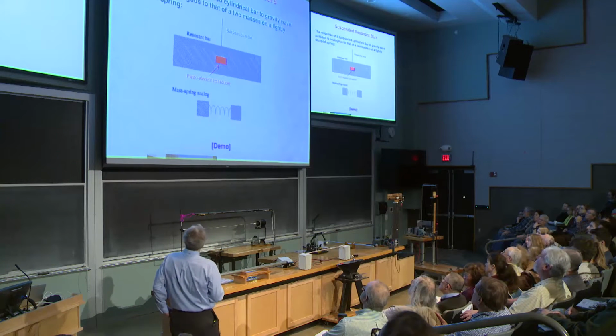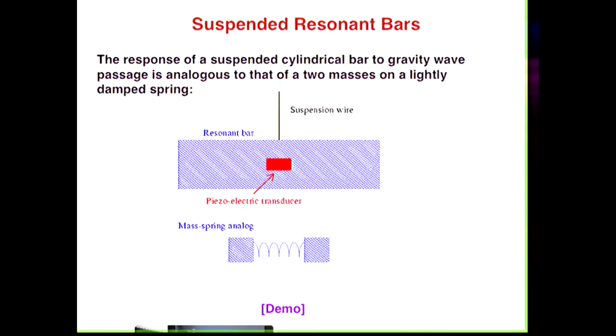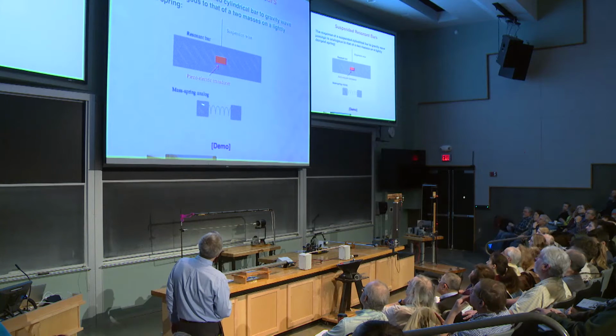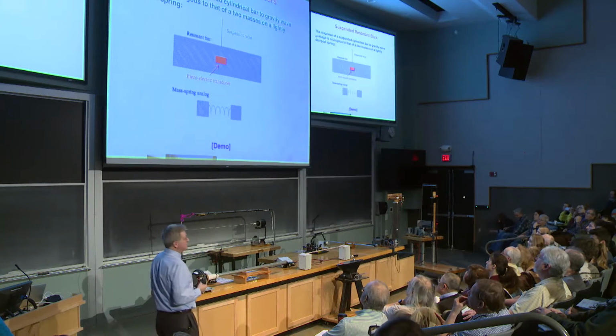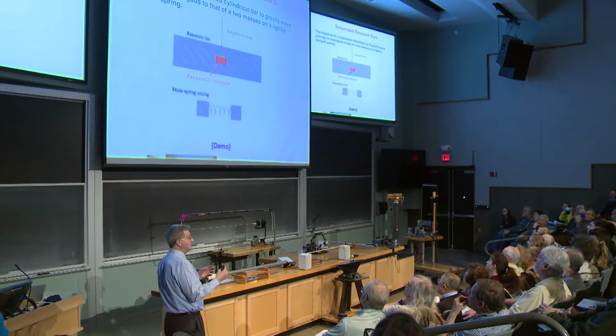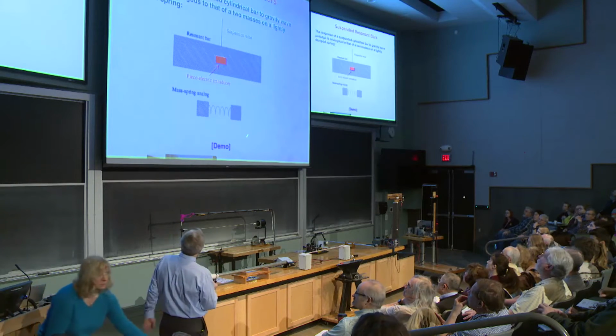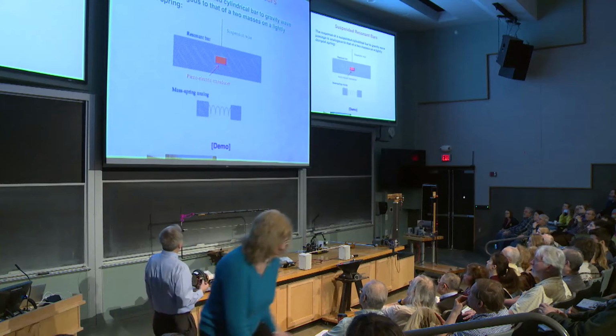So here's the basic idea. Imagine you have some big aluminum bar that is suspended by a wire, so it's somewhat isolated from the ground. I'll talk more in a moment about why that's helpful in general. And imagine that you have a gravitational wave that comes along and it perturbs this resonant bar. You can think of the two halves of this bar as being like two masses on a spring. And there's a certain amount of elasticity in that bar. And if a gravitational wave comes along, it's going to, in some sense, ring the bell.